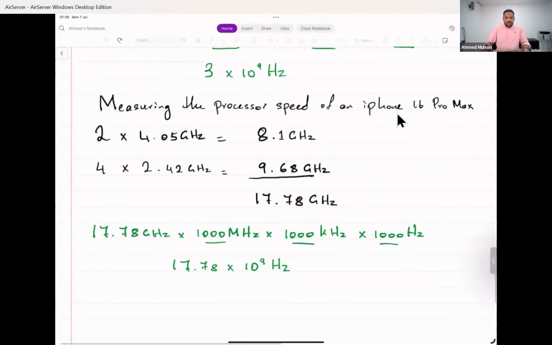Over here, we were measuring the speed of an iPhone 16 Pro Max. What were we doing? We had 17.78 gigahertz. We brought it down to megahertz, from megahertz to kilohertz, from kilohertz to hertz. So we get 17.78 multiplied by 10 to the power of 9. You know how 9, right? There are 3 zeros here, 3 zeros here, 3 zeros here. Put together, it's 9 zeros. So, 17.78 times 10 to the power of 9 hertz.